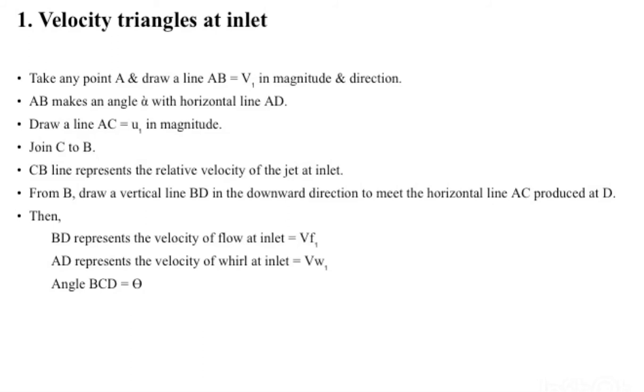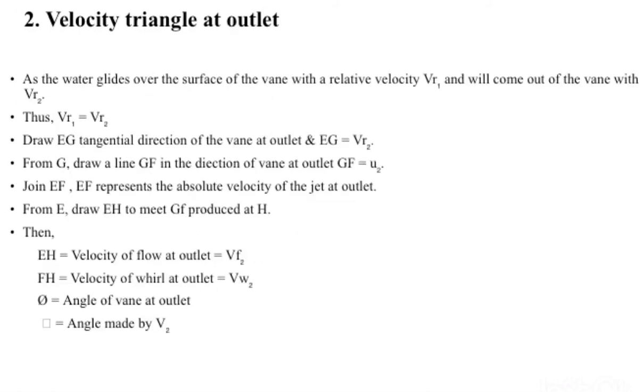Now this BD represents the velocity of flow at inlet, that is VF1, and AD represents the velocity of whirl at inlet, that is VW1, and angle theta is nothing but angle BCD. This is the velocity triangle at the inlet. Now next you have to study the velocity triangle at outlet.